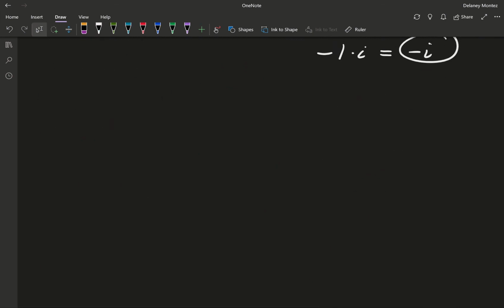Okay, let me see if we can find another. So, what does this equal? i to the 4 plus 3i squared plus 2. What does this equal? Okay, so pause the video and attempt to solve it.